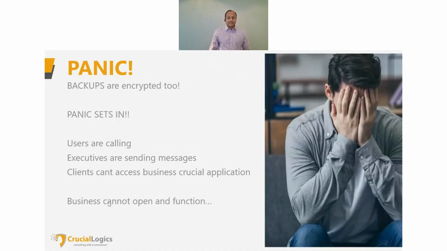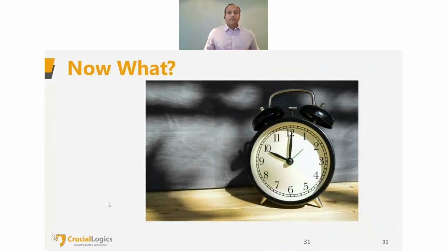And that's when the panic sets in. I have worked on a bunch of these, and when this happens, basically everything goes blur, right? You are looking at it, and your backups are encrypted at that point, right? Your users are calling, your executives are calling, your clients can't access business crucial applications, right? Business can't open, it can't function because everything is down, right? Everything is down. At that point, what do we do, right?